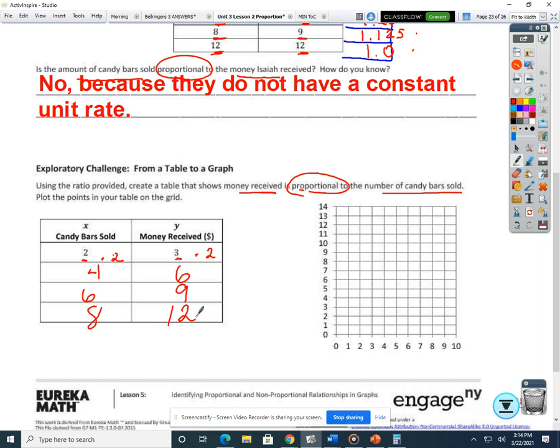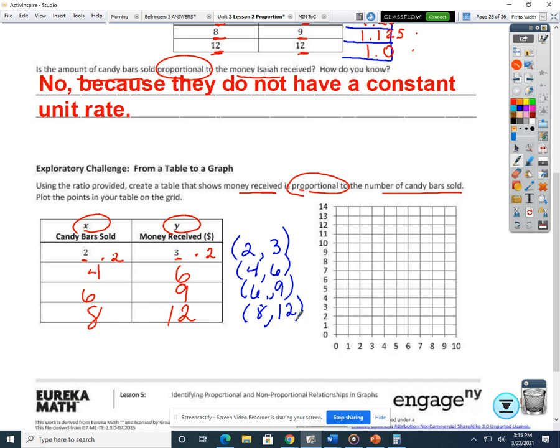Now, we have our X in our first column, we have our Y in our second column, and we know that we can create a coordinate pair for each of these entries. Our first coordinate pair, our X value is 2, our Y value is 3. For our second one, 4, 6, the third 6, 9, and our last one, 8, 12. Now with these coordinates, we can plot these on our graph here.